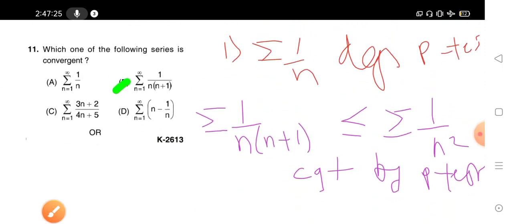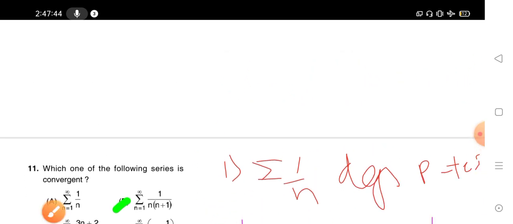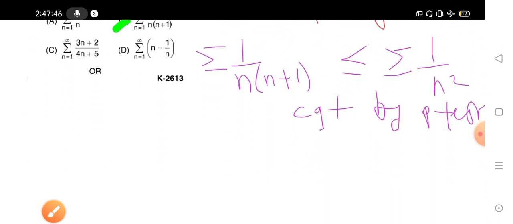Next question. Which one of the following series is convergent? Option A by p test, this is divergent. Here in option B, 1 upon n into n plus 1 is less than or equal to sum of 1 upon n square. Here 1 upon n square by p test, this is convergent, so option B is correct.